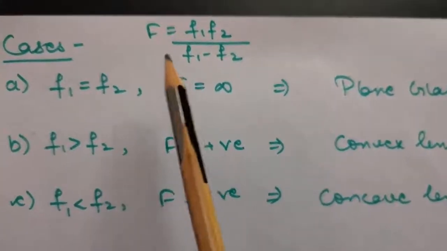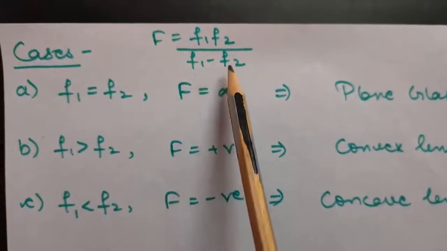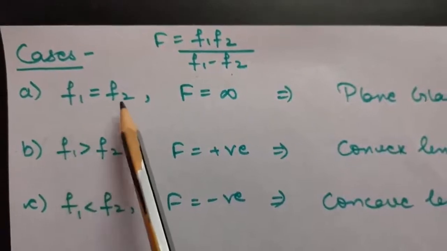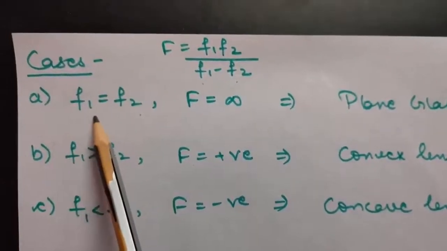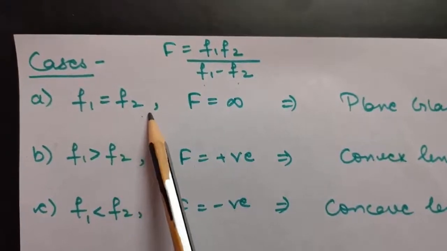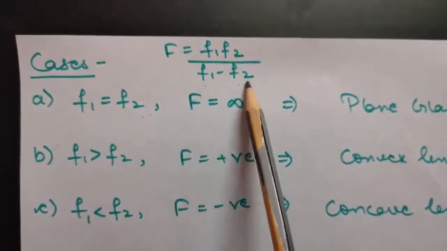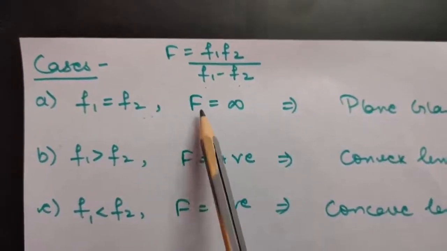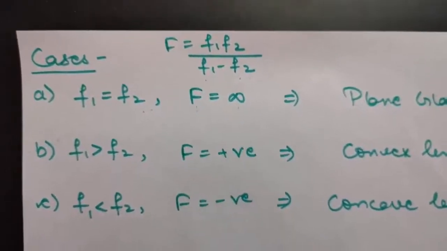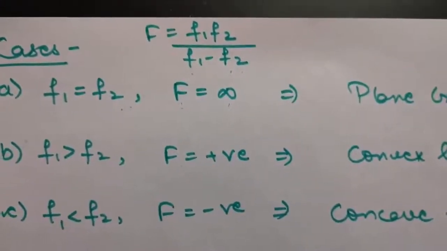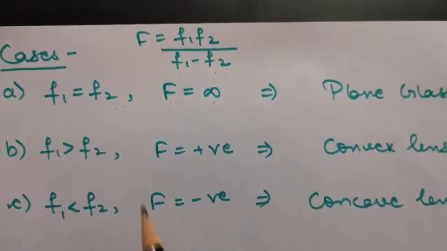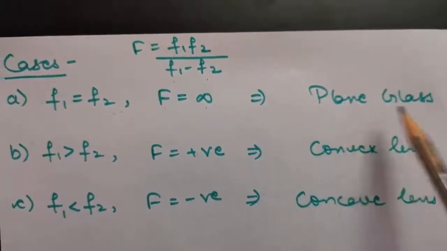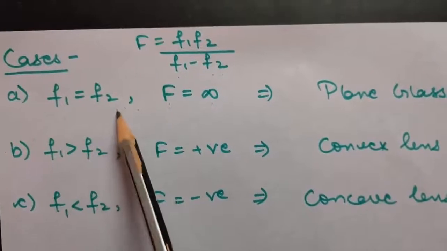For the combination, I am taking the formula for the combination of a concave lens and a convex lens. The first case is if f1 equals f2, that is, if the focal length of the concave lens is equal to the focal length of the convex lens, then f1 minus f2 will become 0, and 1 upon 0 is infinite. That means the focal length of the combination lens will become infinity, and as you know, the focal length is infinity for a plane glass. Therefore, that combination of a concave lens and a convex lens will act as a plane glass if their focal lengths are the same.